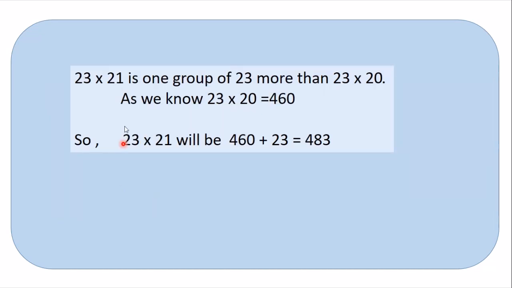Let's do the next part. Here we want to know 23 times 21, and we know that 23 times 21 is one group of 23 more than 23 times 20. So as we know, 23 times 20 equals 460. So 23 times 21 will be 460 plus 23, that is equal to 483.